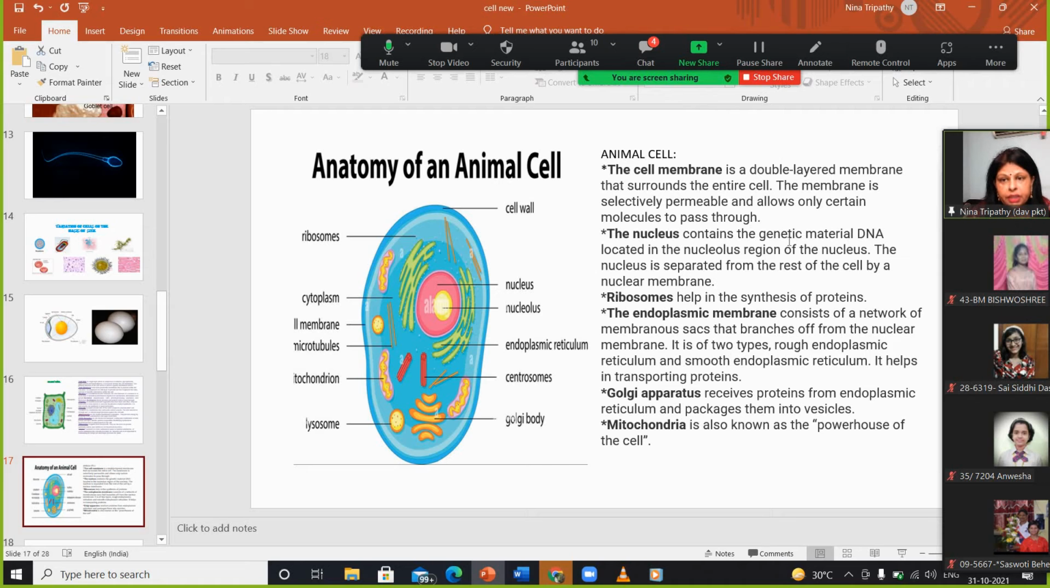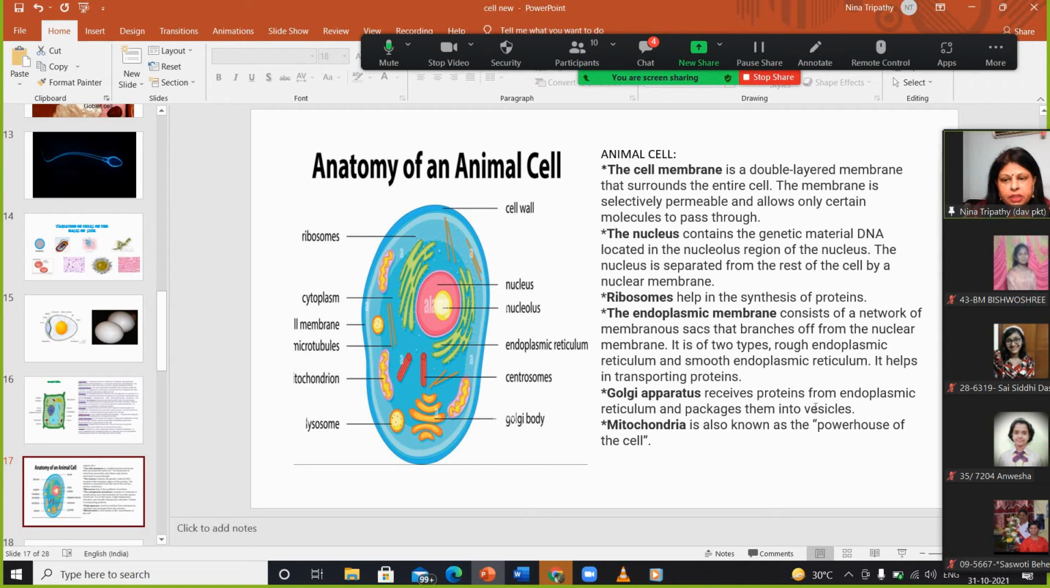exit of the cell. Then the nucleus contains the genetic material DNA and the nucleolar region or the nucleolus. The function of the nucleolus is to produce the ribosomes. Then the ribosomes help in the synthesis of proteins. Endoplasmic reticulum: sac-like structures, the cisternae or vesicular structures, network-like and branching from the nuclear membrane, of two types, rough endoplasmic reticulum and smooth endoplasmic reticulum. Rough has ribosomes, smooth doesn't have any ribosomes. It helps in transporting the proteins.